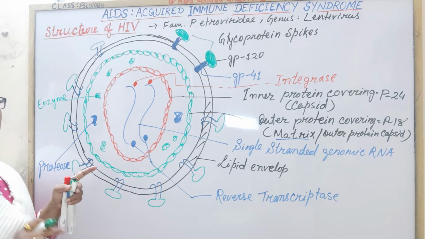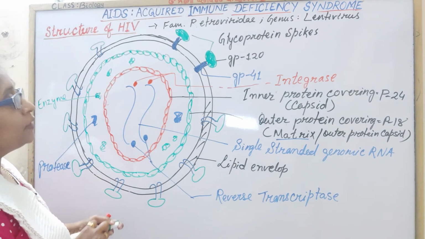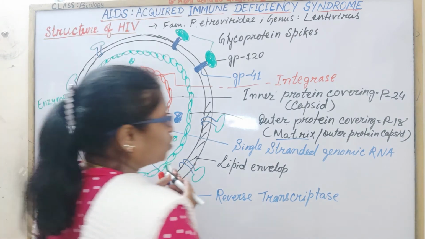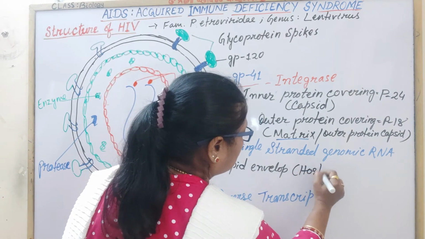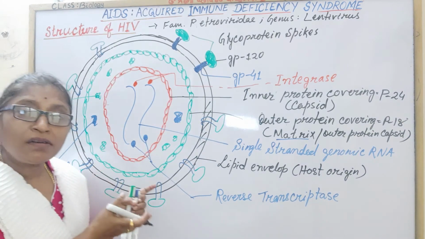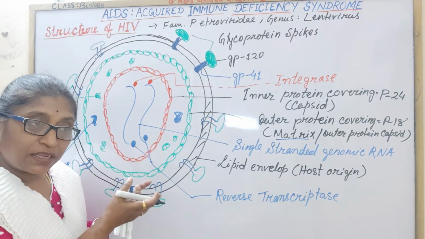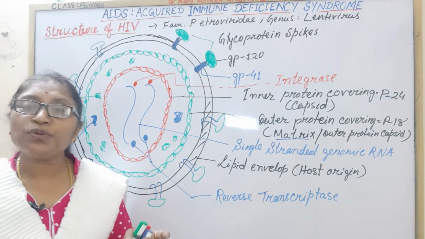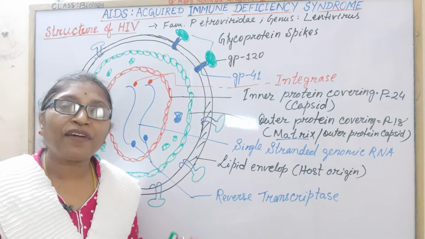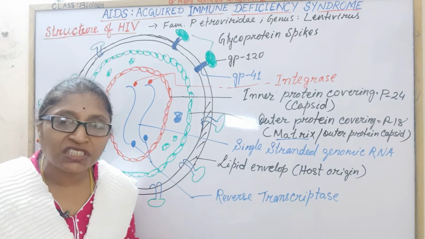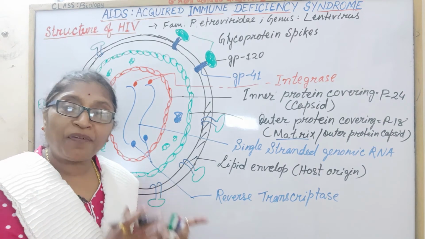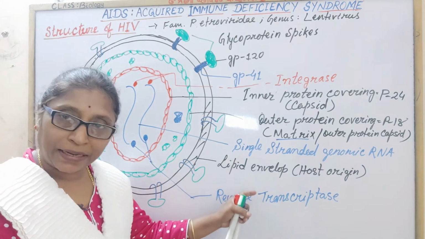These protein coverings are of viral origin, but this lipid envelope is of host origin. These are produced when the viruses are dropped out, because as we know the viruses divide inside the host cell. When the viruses are dropped out from the host cell, the protein-encapsulated viruses are enveloped by the lipid layer.